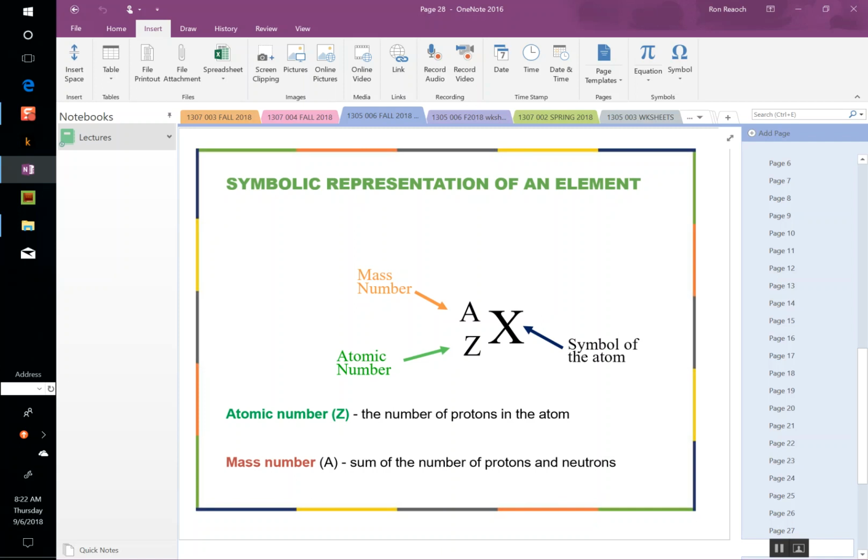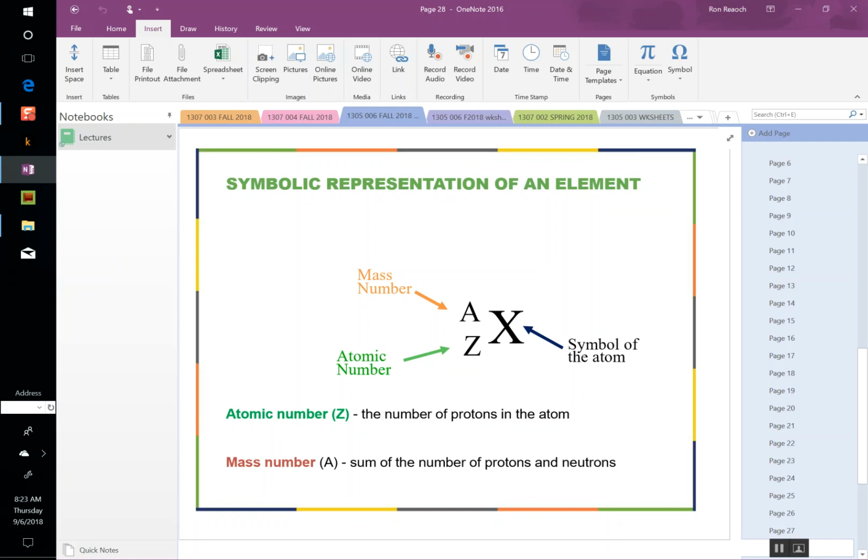Z, the atomic number, that's the most important number here. So if you look at hydrogen, you see it's got a number 1 in that square. Helium has number 2. Lithium 3. Oxygen number 8. That is the atomic number of that element. And what is the atomic number? It's the number of protons in the nucleus of that element.